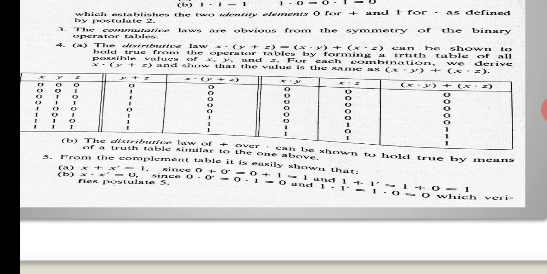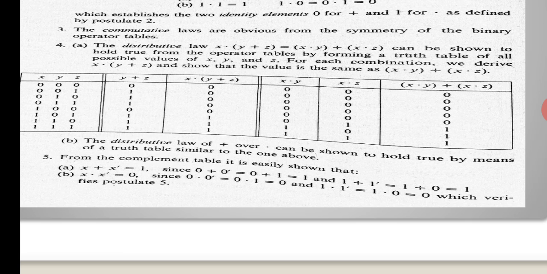Since 0 plus 0 dash is 0 plus 1 equal to 1, isn't it? How exactly did you get that 0 plus 0 dash? If x is 0, definitely x complement will be 1. I already said x should be written with respect to the opposite, you have to go for the inverse operation. So 0 plus 1 is nothing but 1. That means if the x value is 0, and you go for the x plus x dash operation, then you are going to get the output as 1.